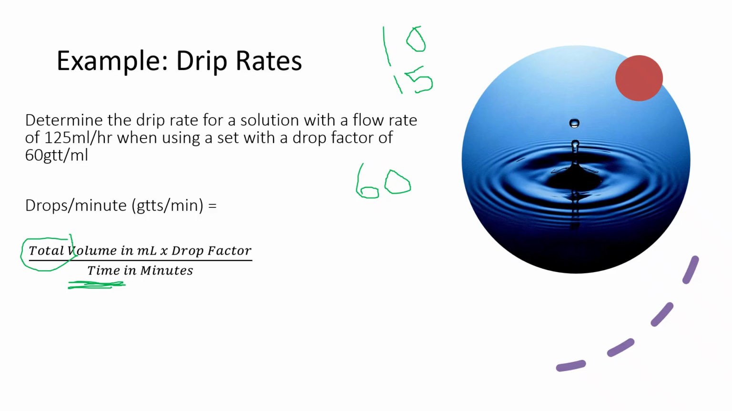And so for this flow rate of 125 mils per hour using a drop factor of 60, and we're trying to find drops per minute, so you would take your total volume of fluid, so all you know is the 125 mils per hour, so you'd put 125 here, and then you would times that by your drop factor, which is 60, and then you would divide it by your time in minutes, and all you have is 1 hour, so that would be 60 minutes.